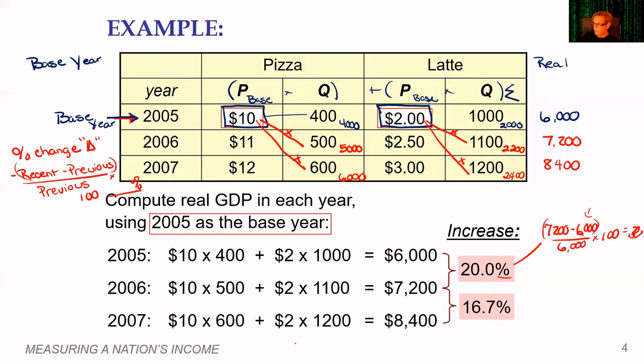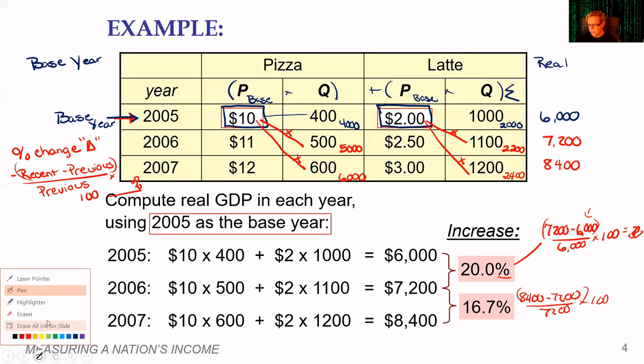Where did the 16.7 come from? Again, 8,400 minus 7,200 divided by 7,200 times 100. That's where the 16.7 comes from. Now, one thing that's important to note here is now we're looking only at that portion.